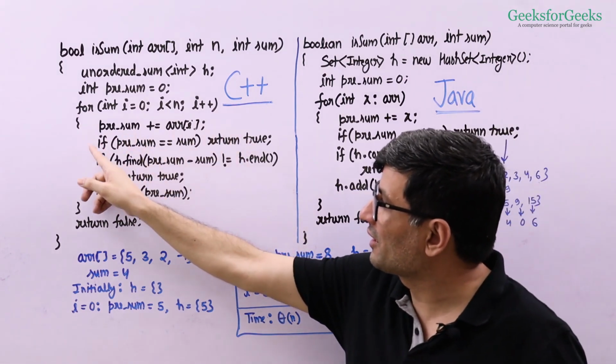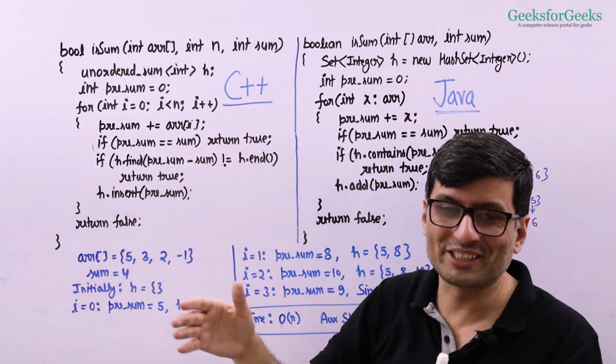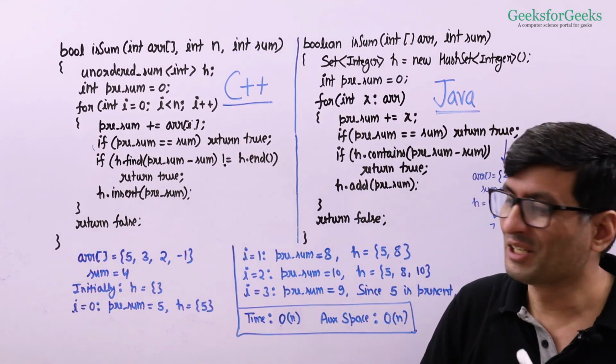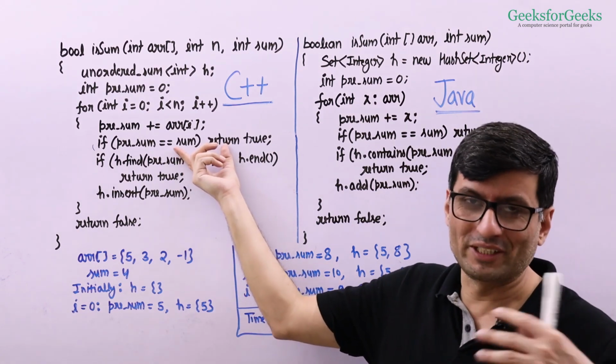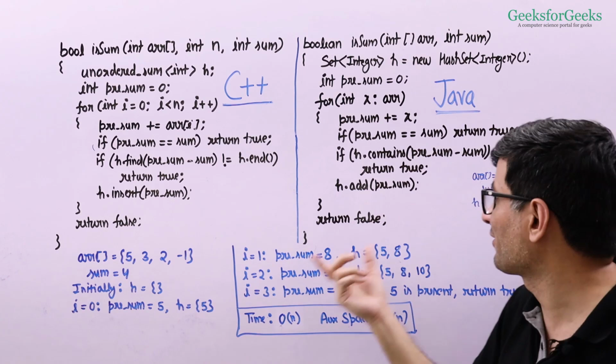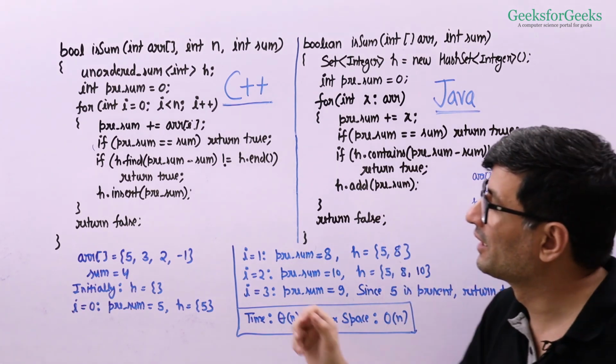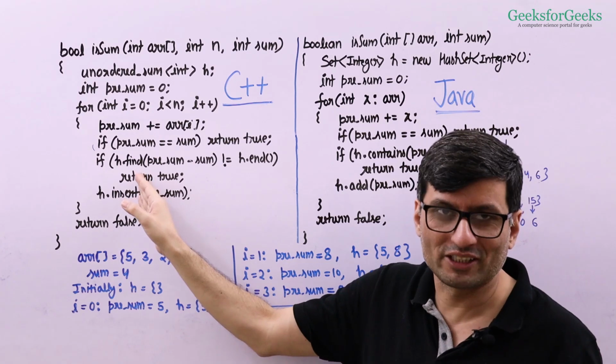Then this condition I'll soon explain. This is important. This handles a corner case. We have not talked about this corner case when we discussed the example. I've written the example here. I'll talk about this. The rest of the approach is the same as what I just discussed.